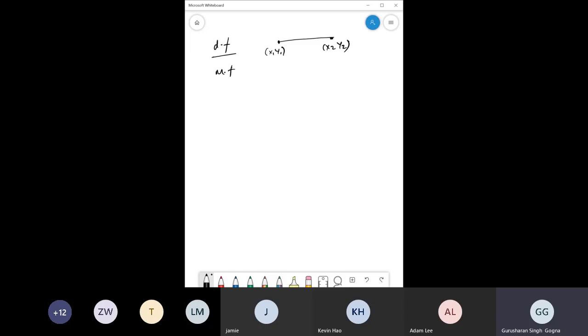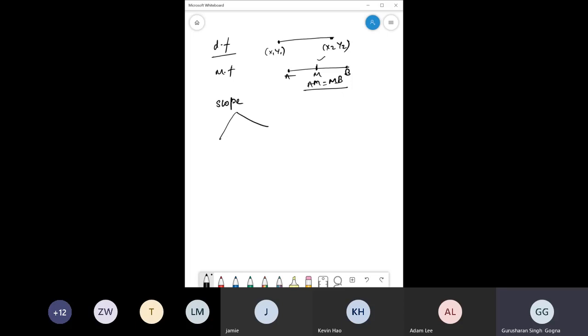Then we studied the midpoint formula. So if you have 2 points and you want to find out the midpoint of the line segment, which means AM should be equal to MB, then you can use midpoint formula to find out the coordinates of the midpoint. And then we did slope.